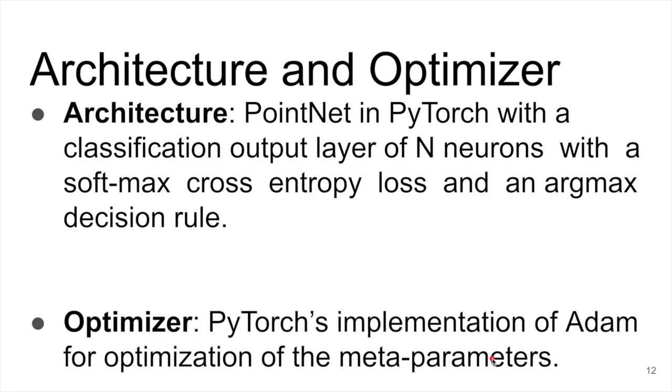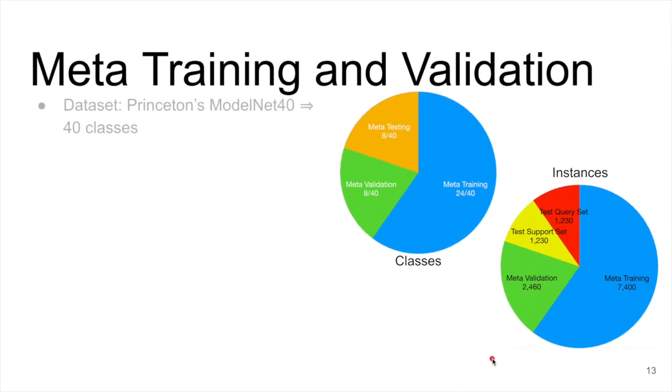We use PyTorch's implementation of Adam for optimization of the meta parameters. For the meta parameters, we use the learning rate of 4 times 10 to the negative 4 for n equals 3 and 5 times 10 to the negative 5 for n equals 5. For the task-specific adaptation of meta parameters, we use learning rate of 0.4. We use the Princeton ModelNet 40 dataset for our experiments.